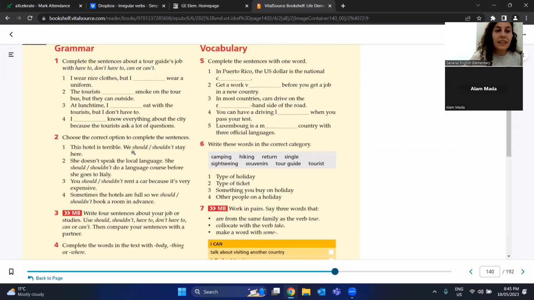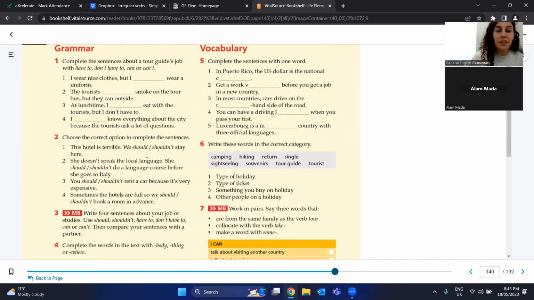Should. So we're looking at should is like have to. I should. It's very important. I have to do it. I should. And shouldn't is the negative. So this hotel is terrible. If it's bad, then we shouldn't. Yeah, we shouldn't.